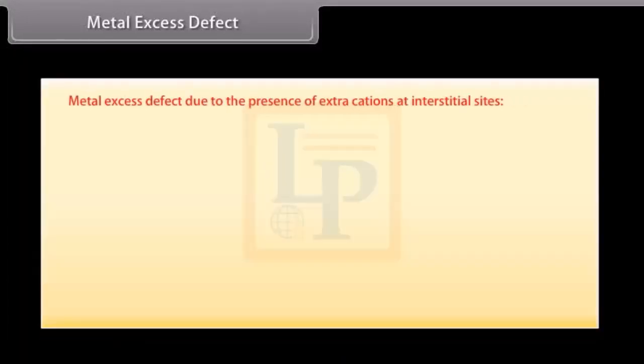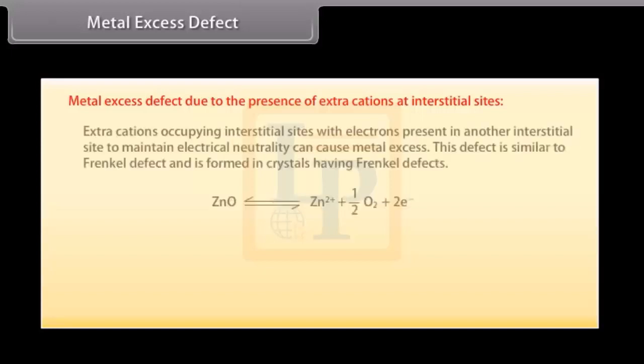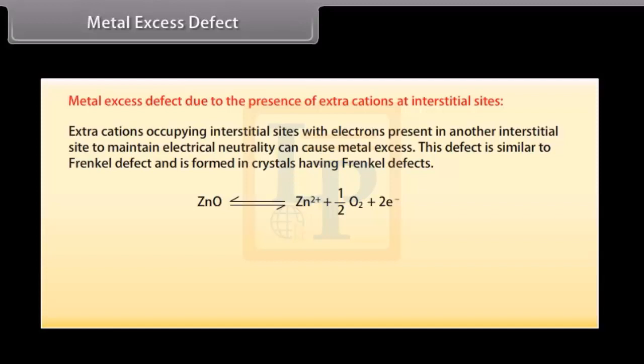Metal excess defect due to the presence of extra cations at interstitial sites. Extra cations occupying interstitial sites with electrons present in another interstitial site to maintain electrical neutrality can cause metal excess. This defect is similar to Frenkel defect and is formed in crystals having Frenkel defects.